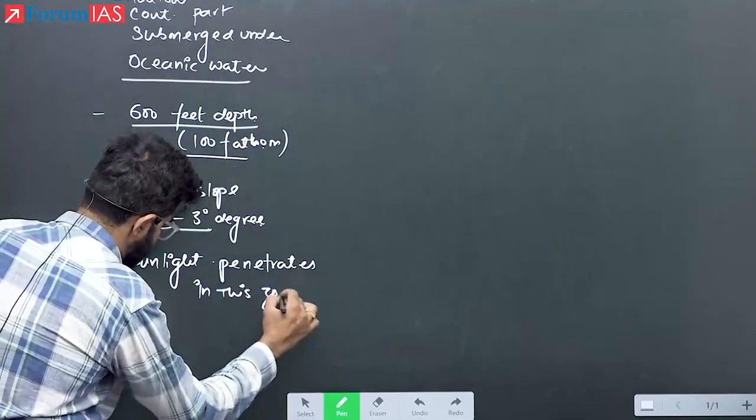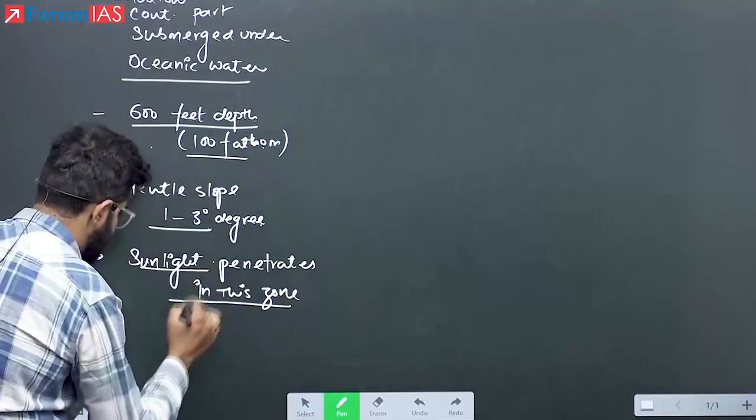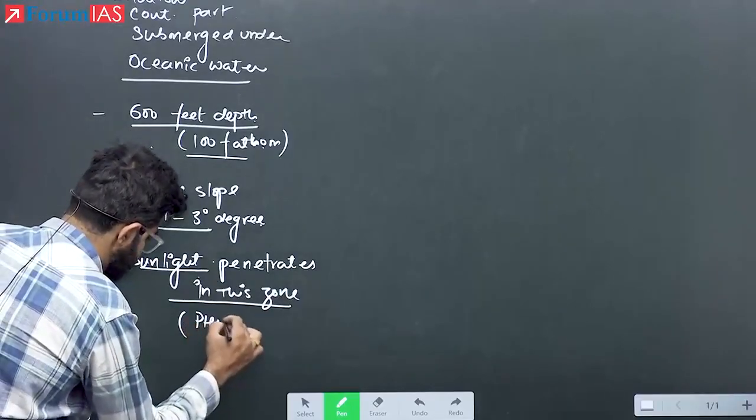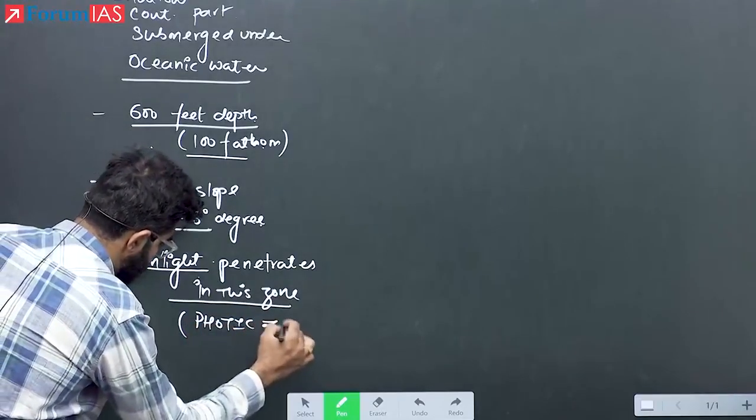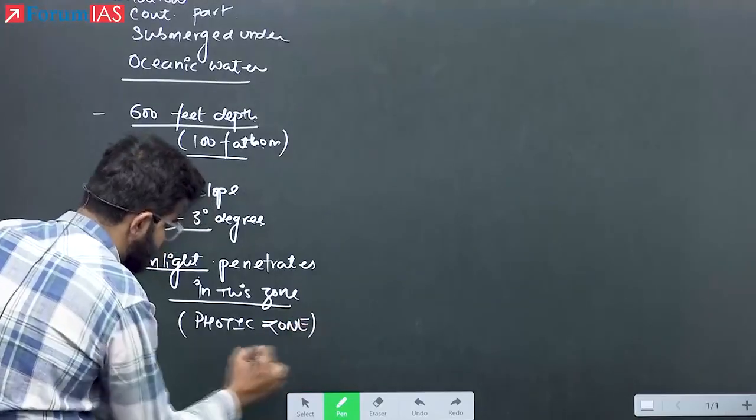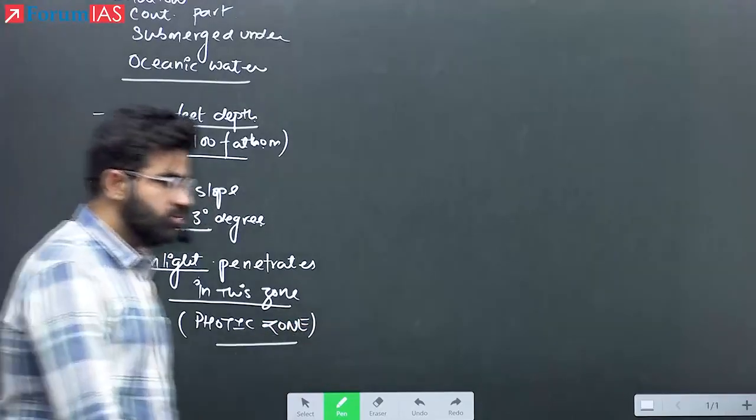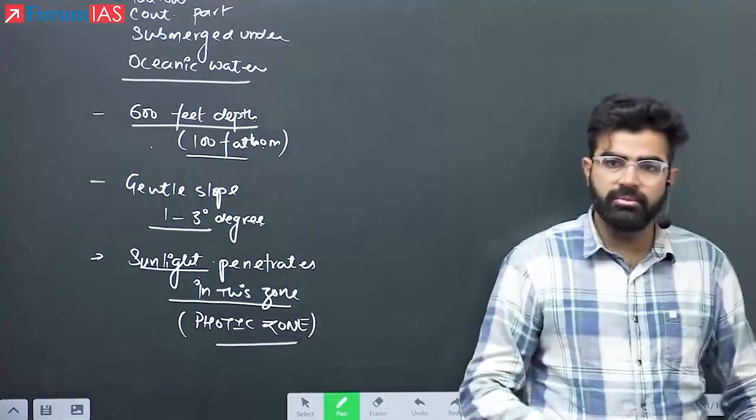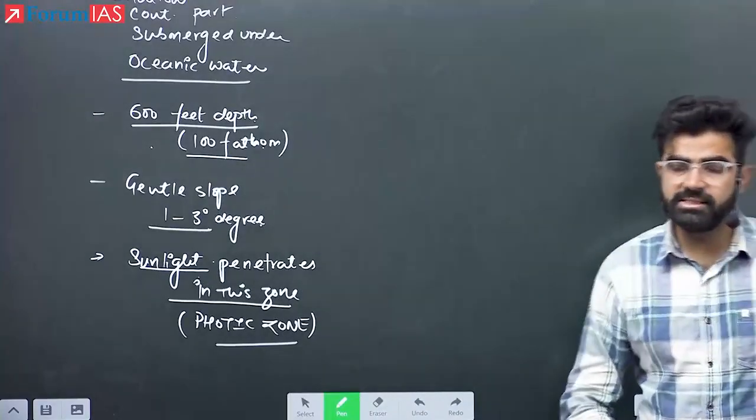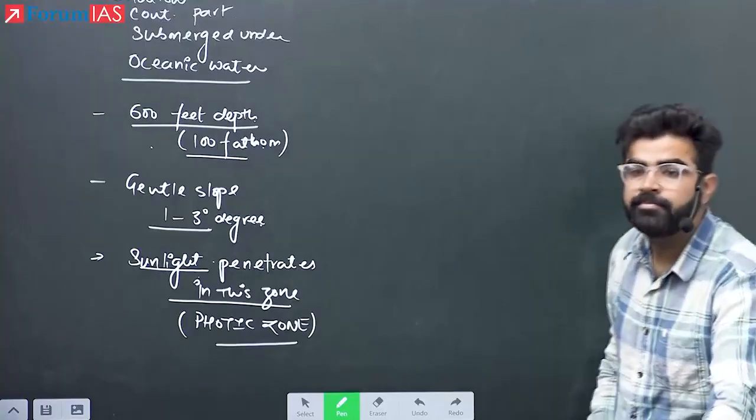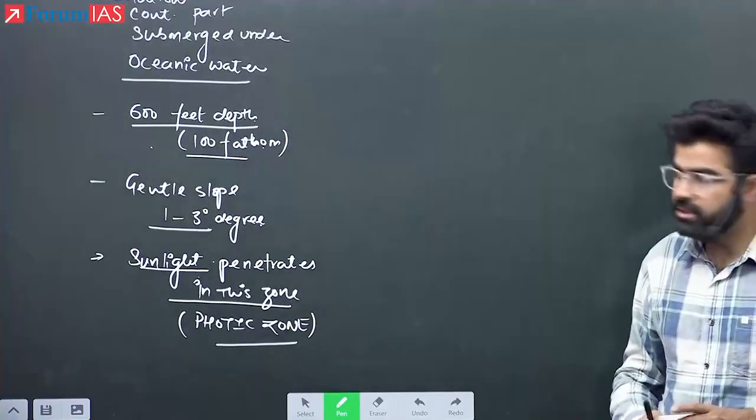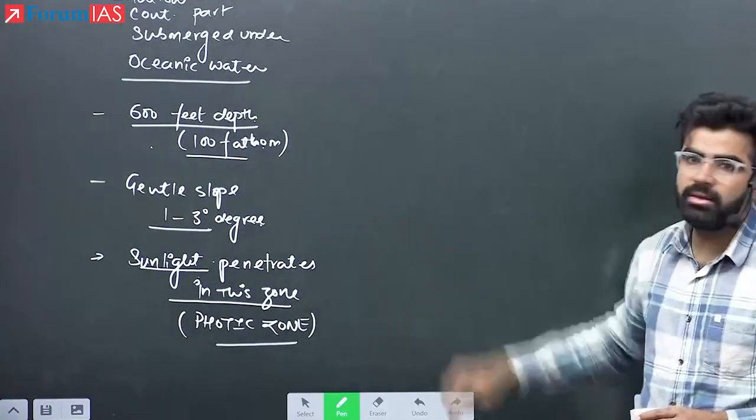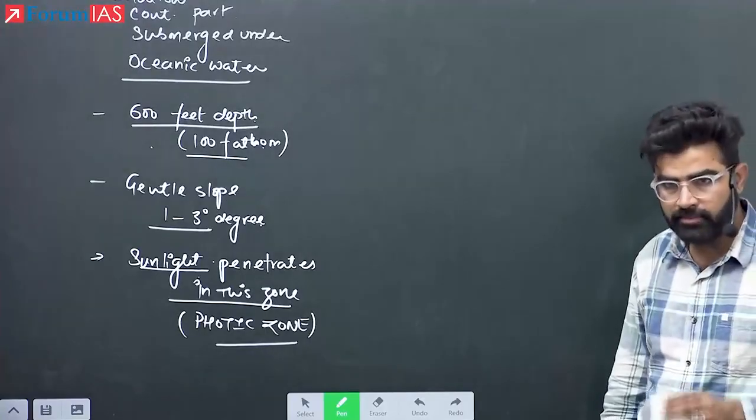In this zone, you will also find the sunlight can enter, and therefore this is nothing but the photic zone. Photic means the zone in which light can penetrate. In case of oceanic water, the light can penetrate, we discussed this in case of temperature distribution, up to 200 meter, right? So remember this one, it is nothing but the part of the photic zone.